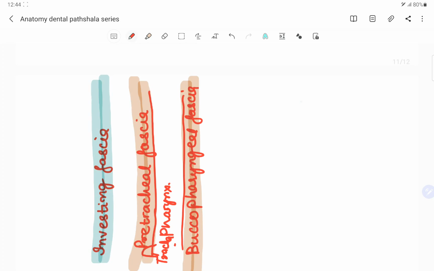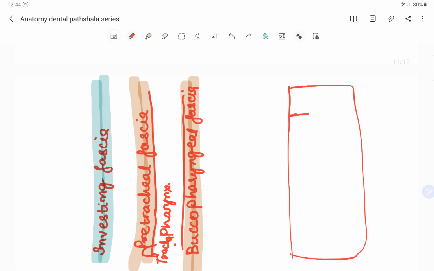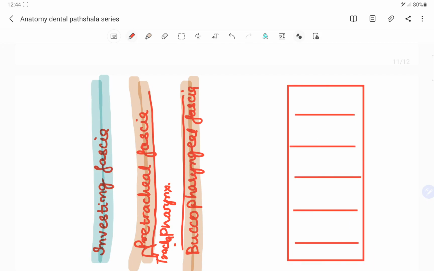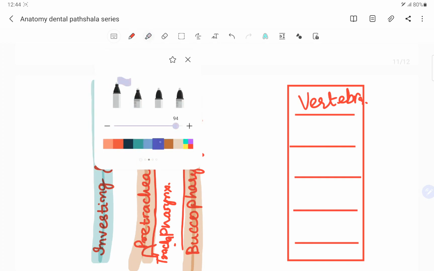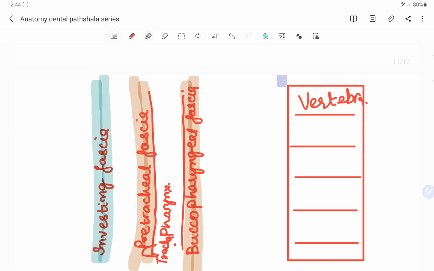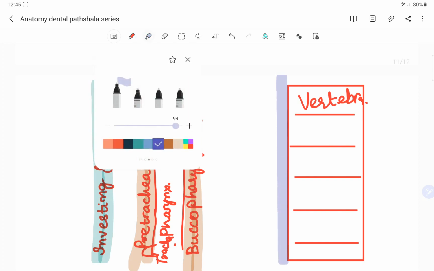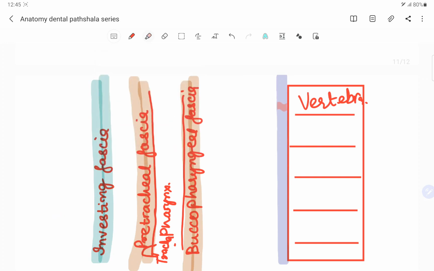Then we also know that we have the vertebral column here. So let's draw the vertebral column here. Now, vertebra. Now we know that the prevertebral fascia is the fascia which surrounds the vertebrae. So we have this prevertebral fascia which splits into two. So this is the prevertebral fascia and it is going to split and form the alar fascia. So this is the prevertebral fascia proper.